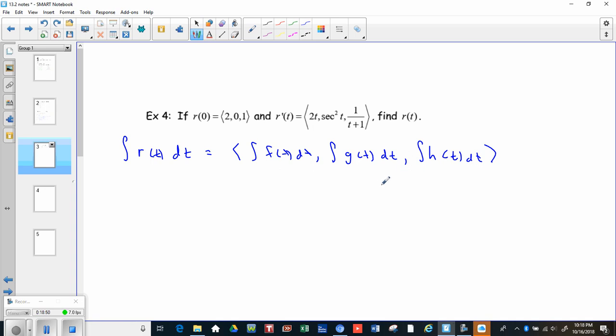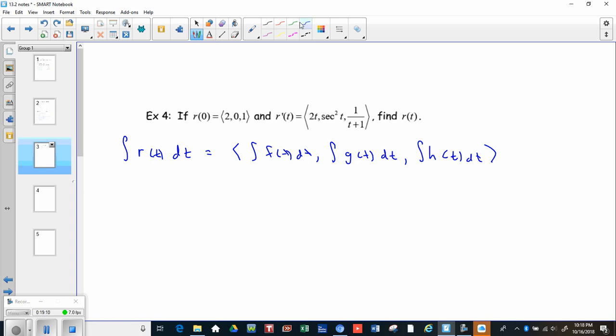Now, one of the biggest things here is that we don't have any kind of bounds, and because we don't have bounds, when we do this, we are going to have to include a constant of integration, but each one of these pieces is going to have a constant of integration, which very well could be different. So we have to include a constant with each individual piece as we go through.